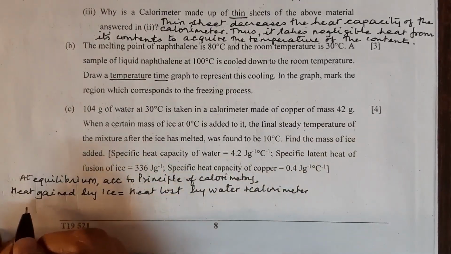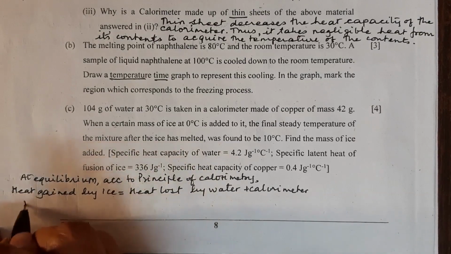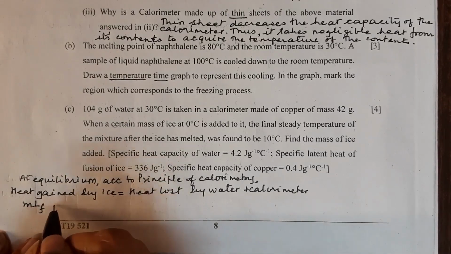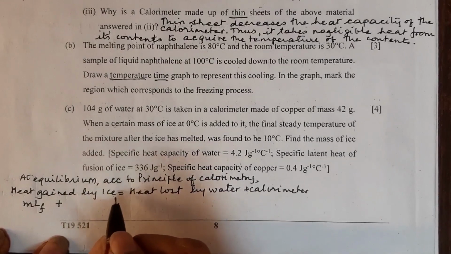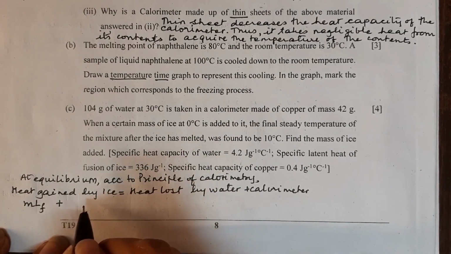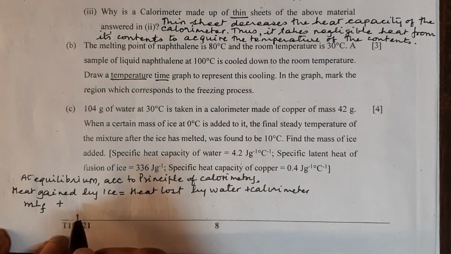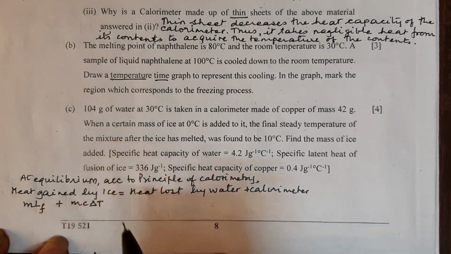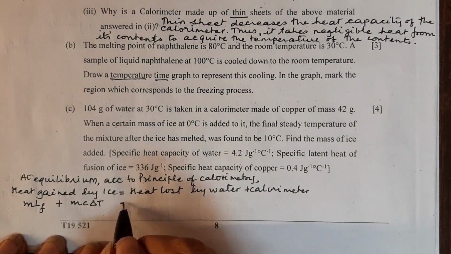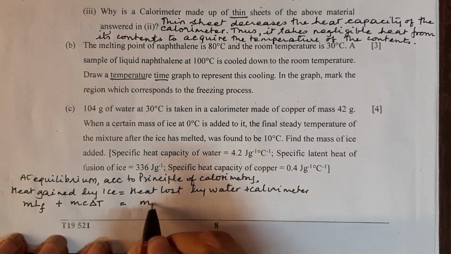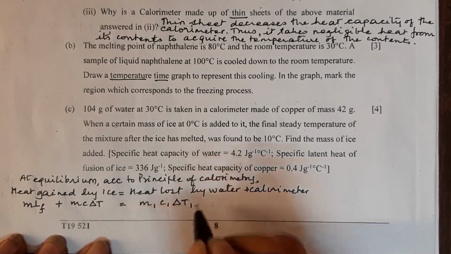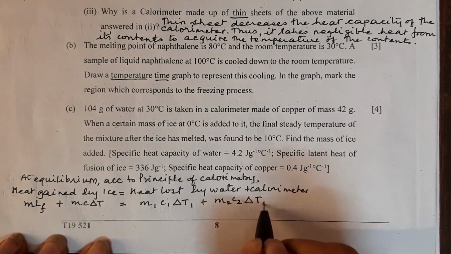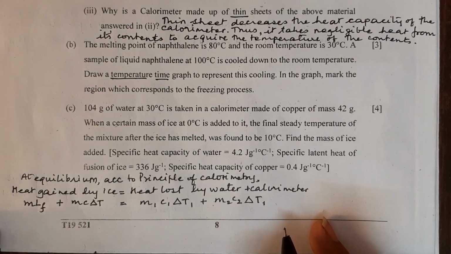Now heat gained by ice at 0 degrees C is going to melt into water at 0, so it will have mL_f, that is mass into latent heat of fusion, plus when ice has melted into water, it became water at 0 degrees C, and now it's going to become water at 10 degrees C because the resultant temperature is 10 degrees C. It will have mcΔT as the heat required for that change, which will be equal to, for heat lost by water, m1 c1 ΔT1, plus for calorimeter m2 c2 ΔT1, because both of them will have the same change in temperature.